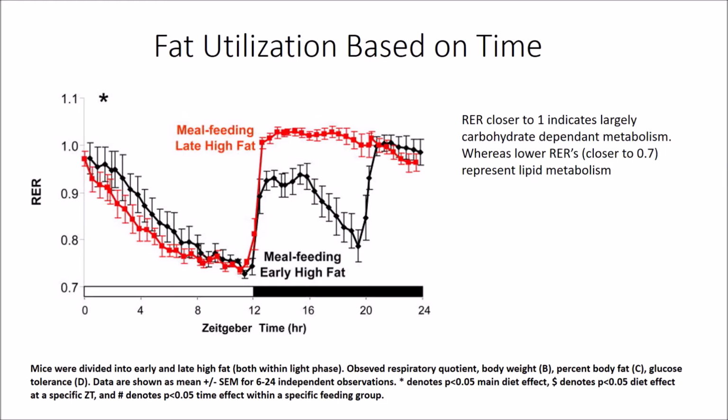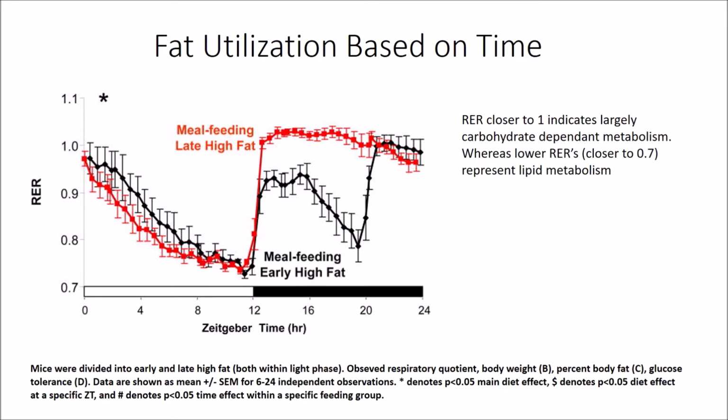What's seen in mice as well is that by consuming your nutrients and fat, particularly in the morning rather than in the evening, or in their case, early night versus late, you see much better processing of fats and a lower RER, which basically represents higher fat burning rather than reliance on glucose.